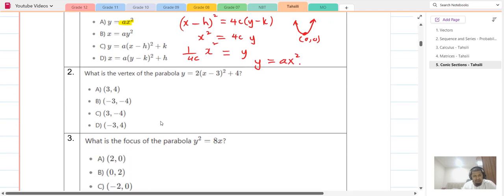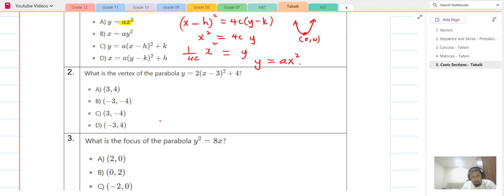Next question, what is the vertex of the parabola? To find the vertex of the parabola, we just take the 4 over, so we get y minus 4 equals 2 into x minus 3 all squared. Now I know that we usually have the square on the other side, but there's no need to write the equation in standard form because we're just finding the vertex. So the vertex is basically 3 and 4. So your answer should be A there, 3 and 4.